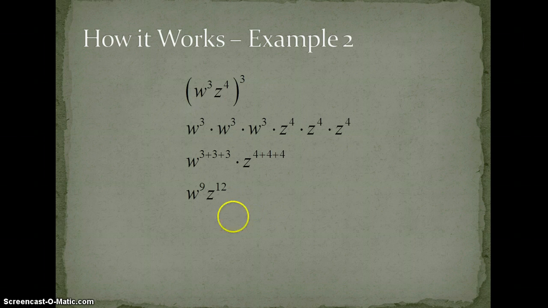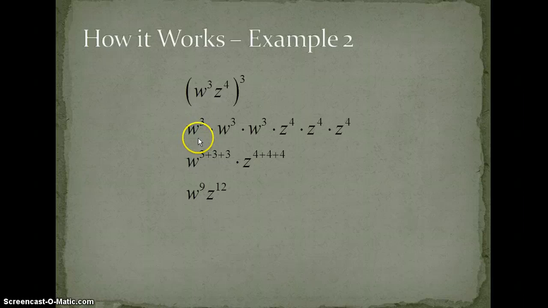The second example, the same way. Everything inside this parentheses gets raised to the 3rd power. So this W to the 3rd power has to be strung out 3 times. This Z to the 4th power has to be strung out 3 times.